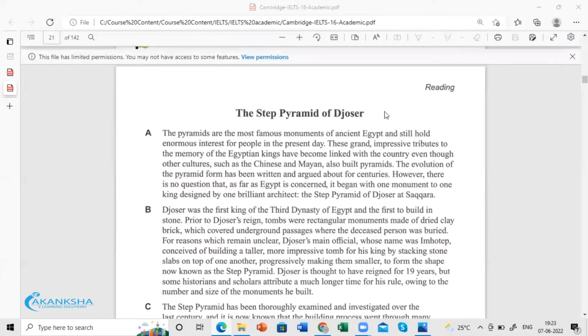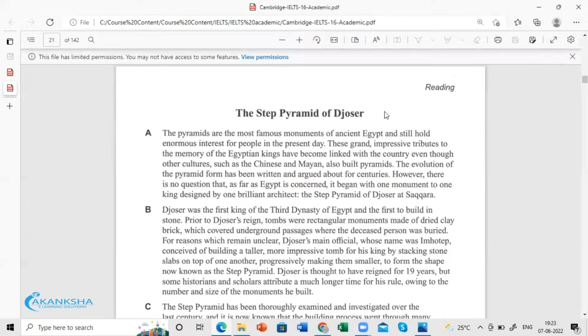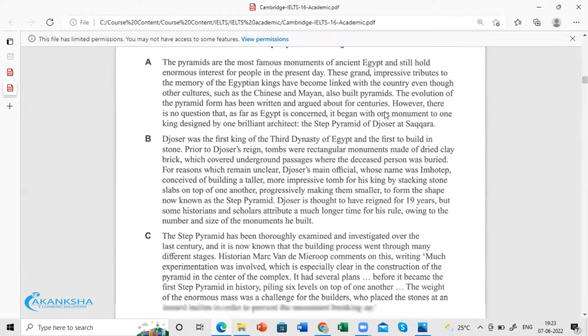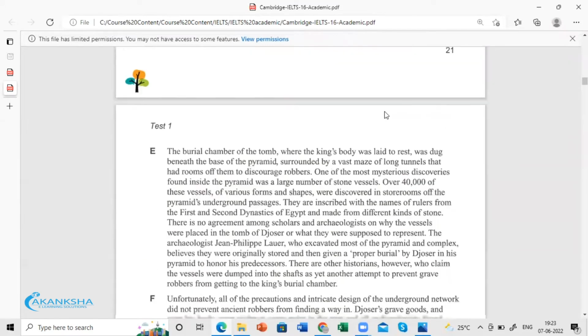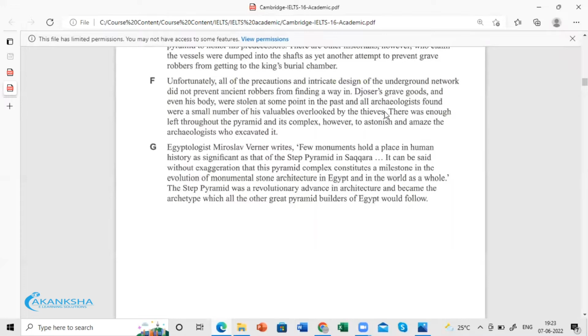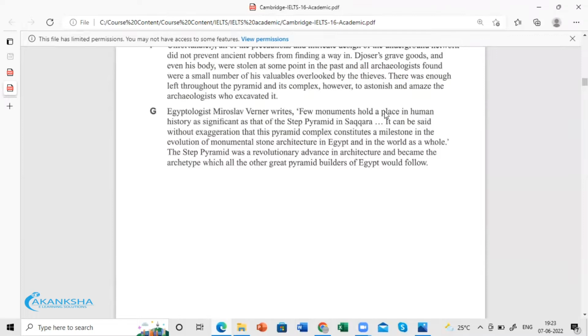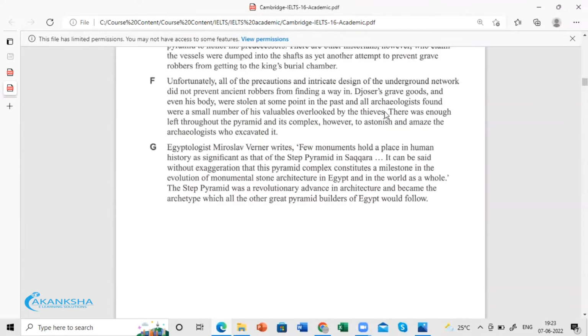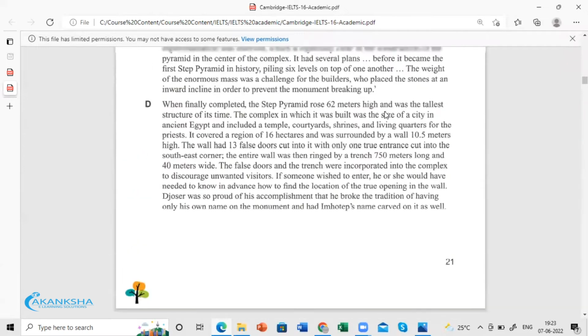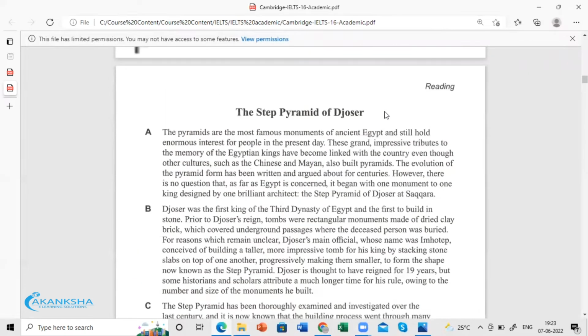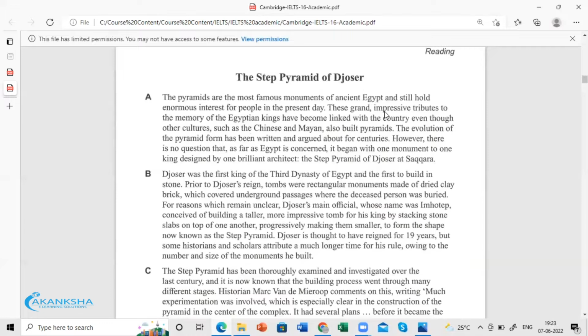Now, the step pyramid of Djoser. This is actually section 2 of the question. Here in section 2, you see the size or quantity of the passage is almost similar to what we witnessed in section 1. Reading line by line of such a passage is going to take a lot of time, so I suggest not to read it line by line. It is not going to help in any way.